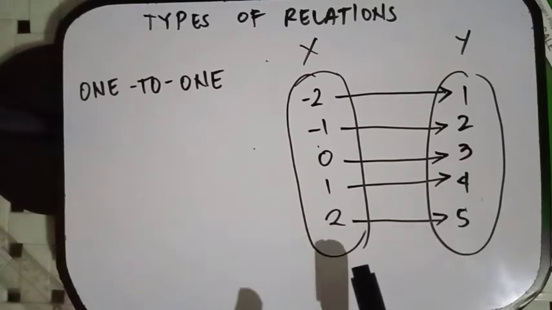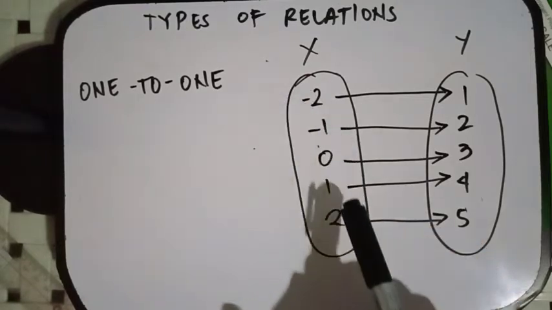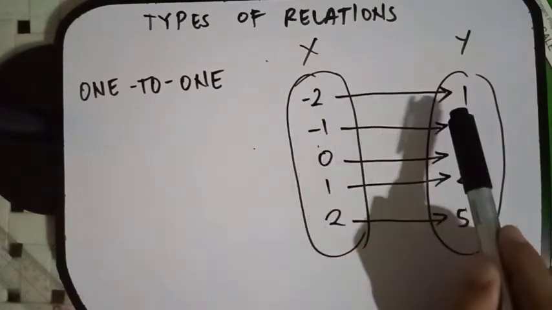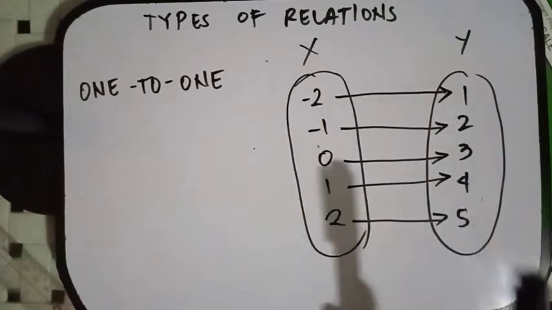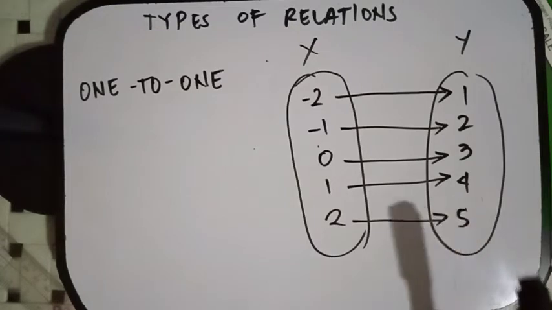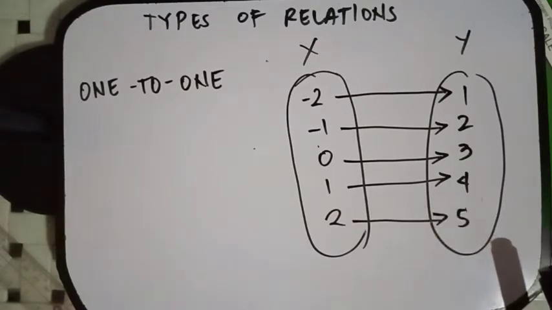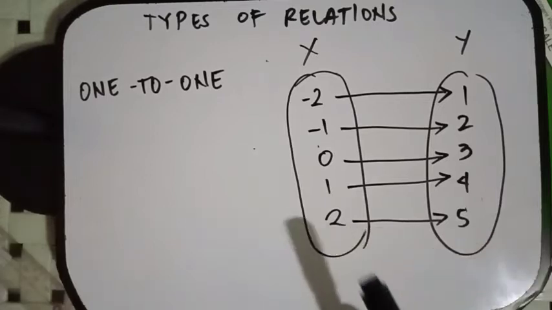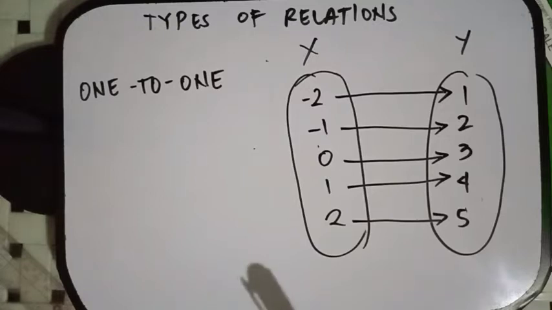So, kung makikita natin, lahat ng values of x ay nakapares sa nag-iisang value of y. At kumbaga wala siyang kaagaw sa pagpares ng value ng x sa value ng y. Okay? So, ang tawag dito sa relation na ito ay one-to-one.